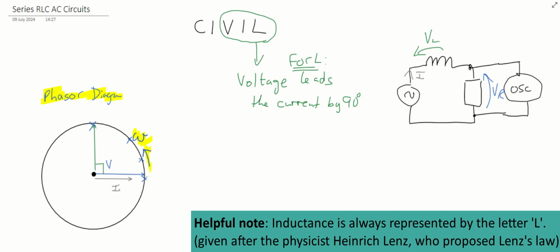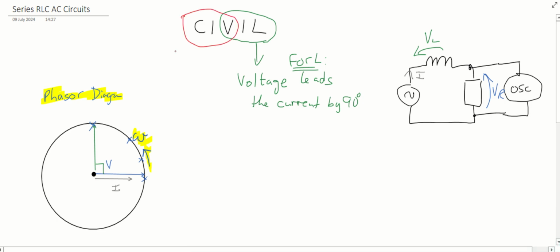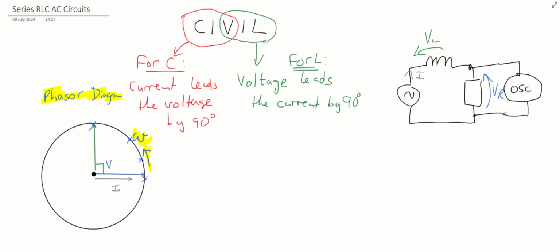And if we were looking at a capacitor, then we would look at this side and we would say, for a capacitor, looking left to right, the current leads the voltage by 90 degrees. The resistor is always, for the resistor, the voltage is always in phase with the current.